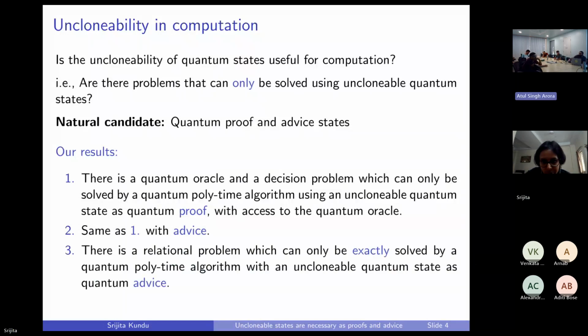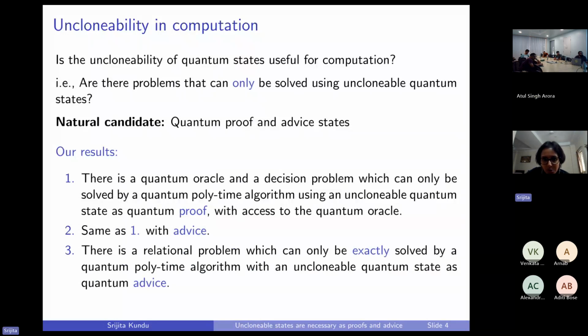Sorry to interrupt you. So when you say unclonable quantum states, is it not that all arbitrary unknown quantum states are not clonable? So why do we use this term unclonable quantum states? Are there any clonable quantum states that you also refer to?